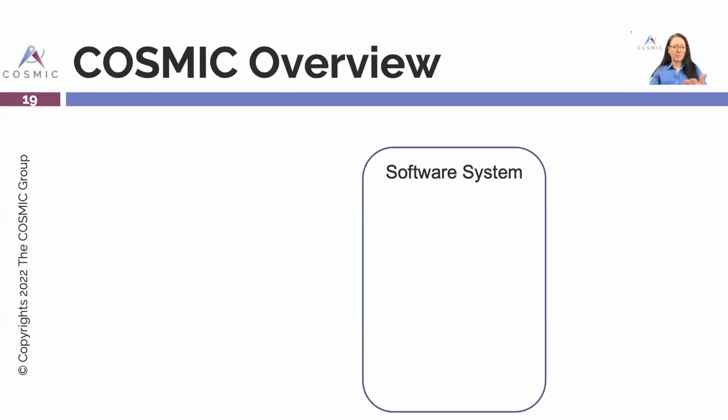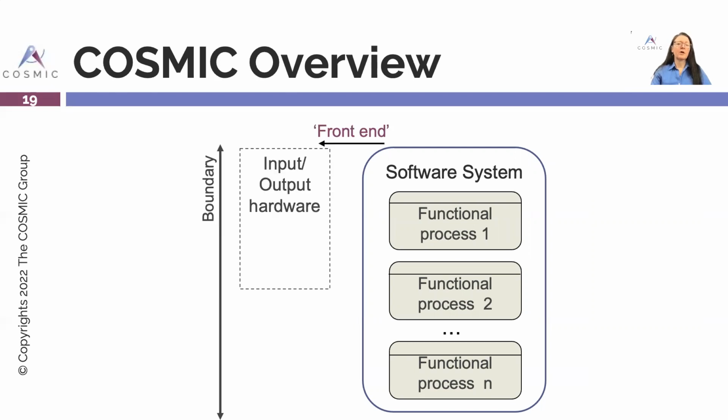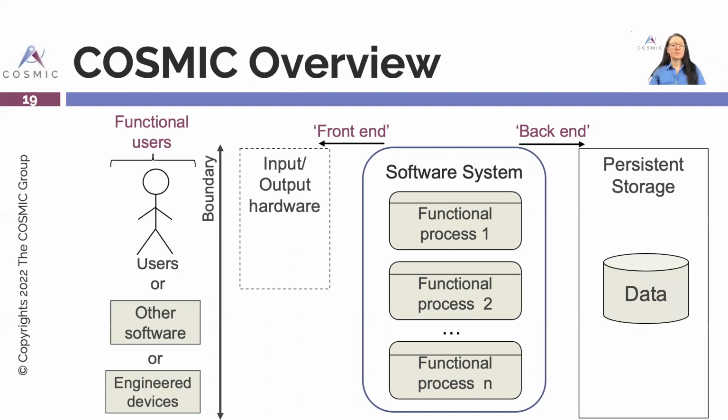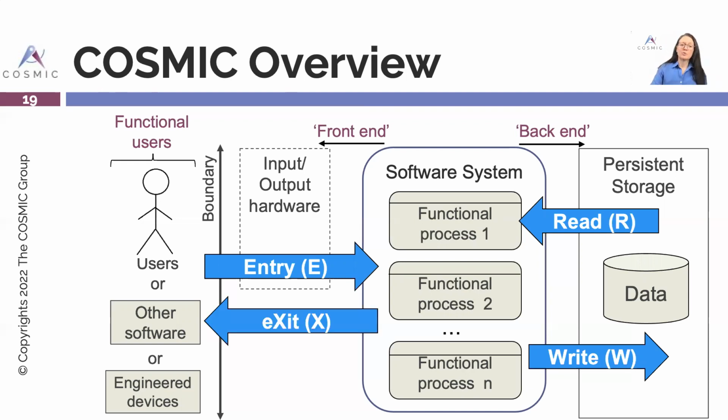As an overview, we have the software system containing several functional processes. On the front-end side, there are functional users. On the back-end side, persistent storage. And this is where data from the users to functional processes is an entry. From persistent storage to functional processes is a read. From functional process to persistent storage is a write. And from functional process to a functional user is an exit.